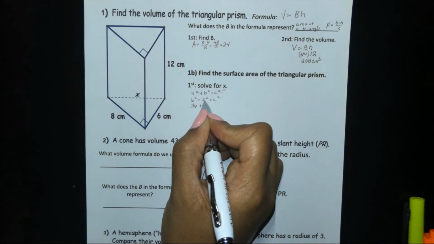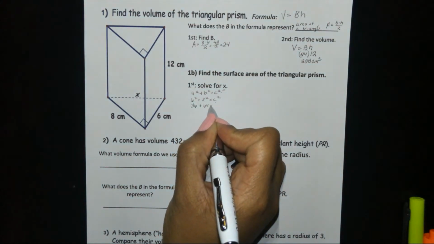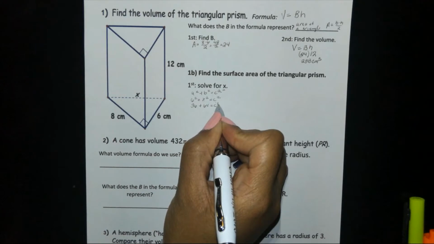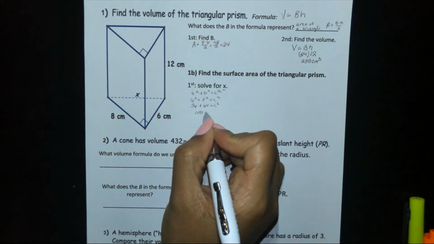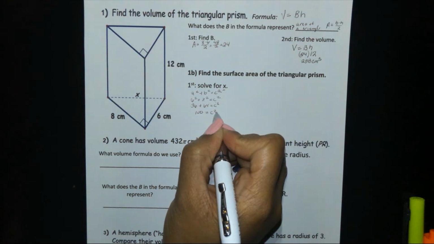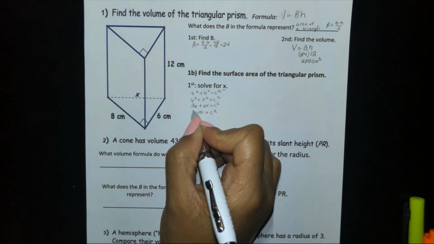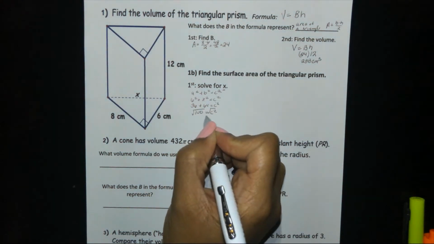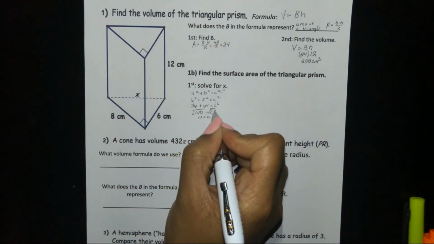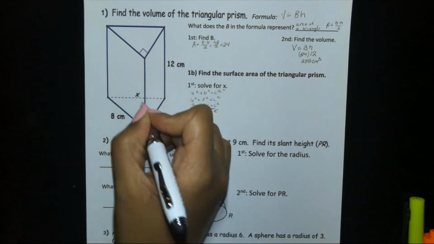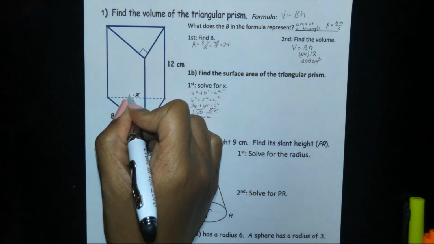And when we do 8 times 8, we get 64. And we know, of course, that's our c squared. Some quick addition here gives us 100, and of course, c squared. And then if we square root both sides, we're going to end up with c equaling 10. So we know that x is going to be 10.